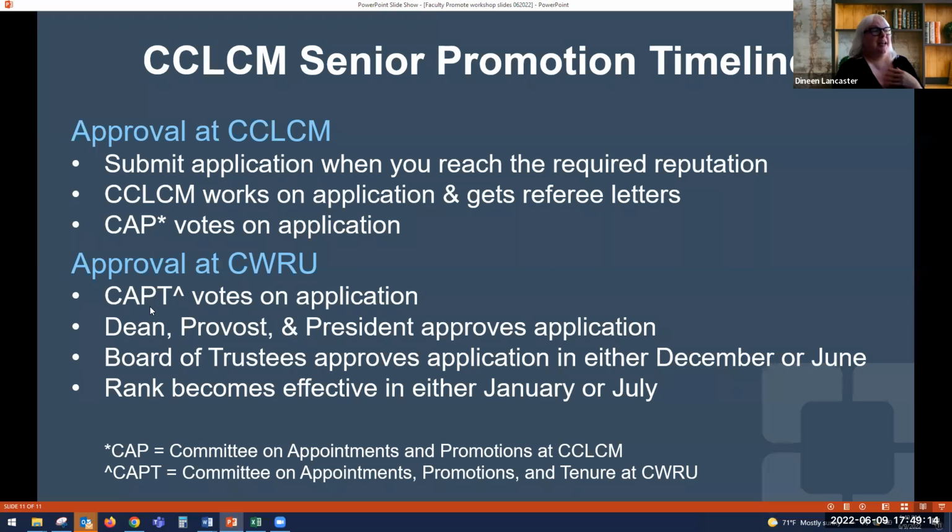Approval at CASE: the CAPT votes on your application after we send it over. Then the dean, the provost, and the president need to look at your application. And then the final step, it goes to the board of trustees. For promotions, it's either going to go to the board of trustees in December or in June. And because of that, your rank will either become effective in January or July. The old way, when we had a deadline, was that they all went to the board of trustees in June and got approved July 1. But now they can go at either time depending on when they're ready.